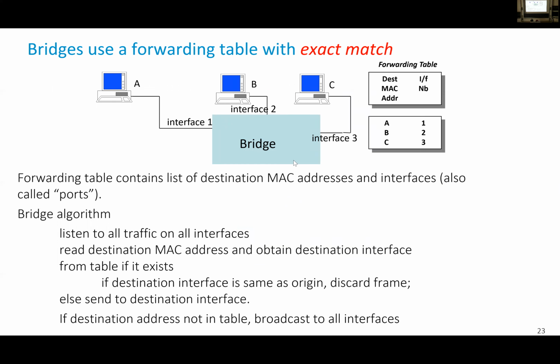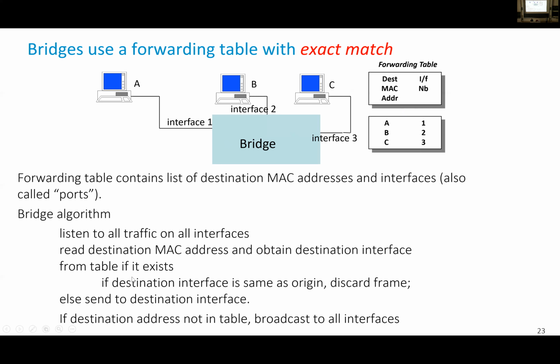Bridges must know where to send packets. So for that, they use a forwarding table. For example, this bridge that has three hosts connected to it has a table that maps every MAC address to an interface number. So it has here, A is in port 1, B is in port 2, etc. If you write a program to do the bridge work, then it will listen to all traffic on all interfaces. For every received packet, read the destination MAC address, go to the table, do an exact match into the table to find the destination interface, and send to this here.